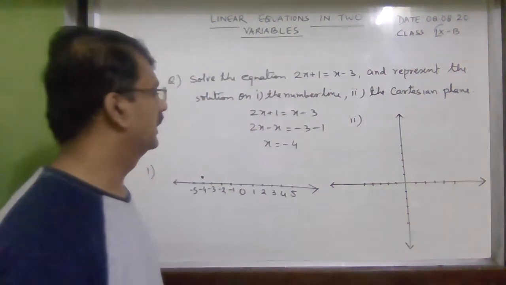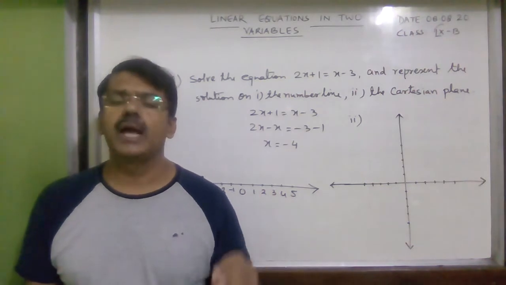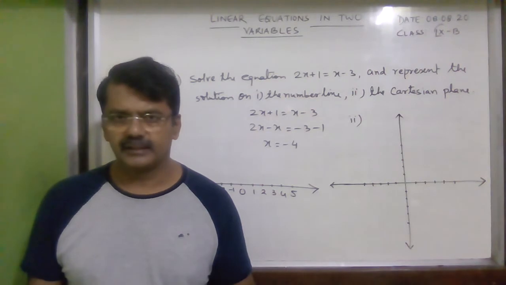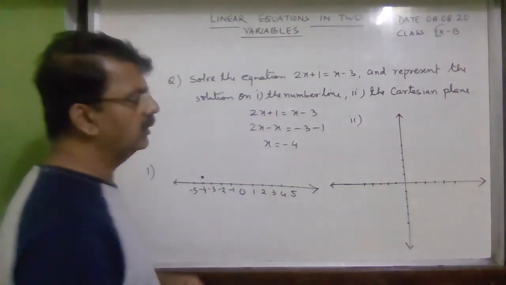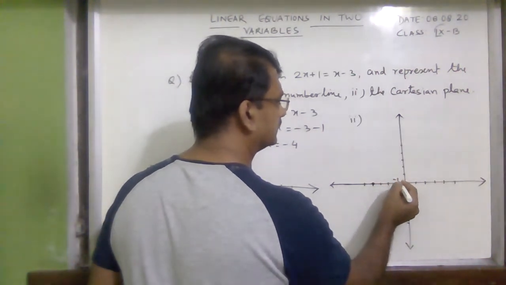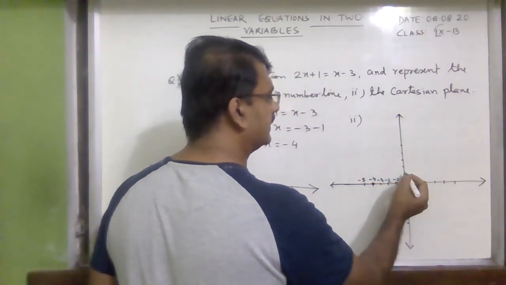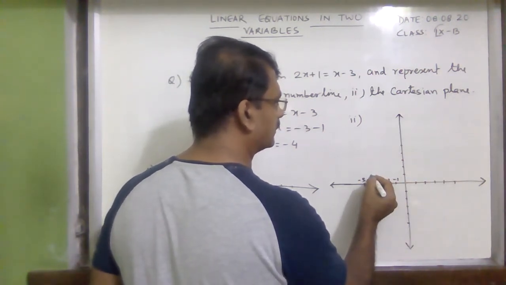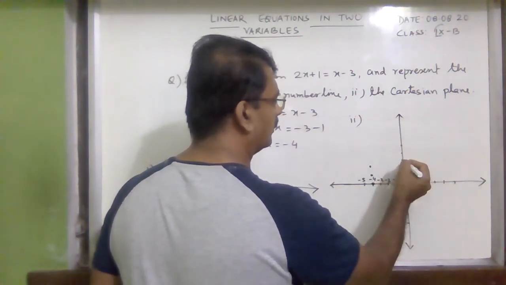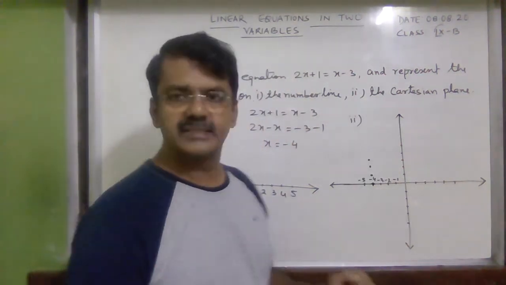Now you see x is minus 4. That means x is always minus 4 irrespective of the value of y. It does not depend on the value of y. That means when y is 0, then x is minus 4. When y is 1, then also x is minus 4. When y is 2, then also x is minus 4. When y is 3, x is minus 4. The value of x remains the same.